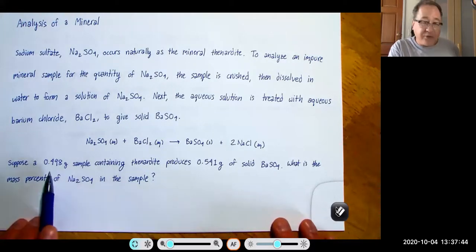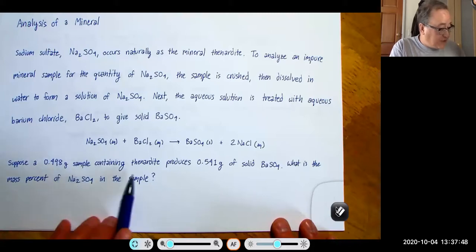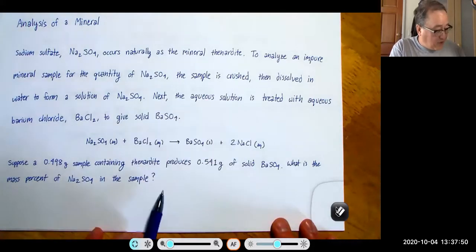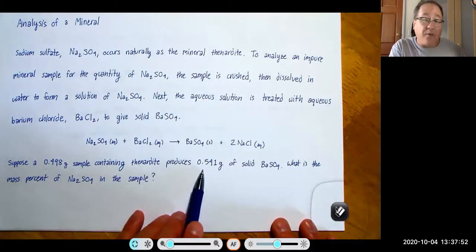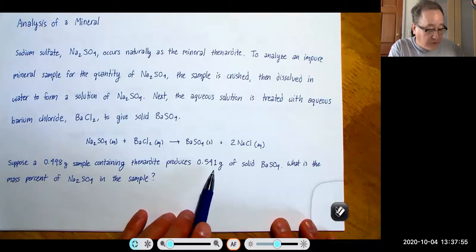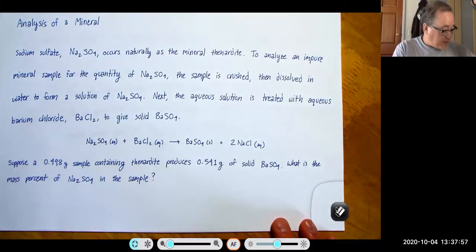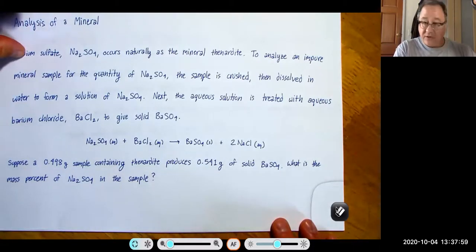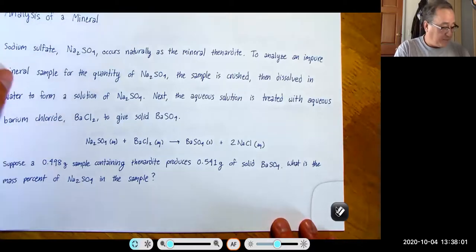So they're saying suppose a 0.498 gram sample of, oh, it's thenardite, not thehardite. Thenardite produces 0.541 grams of solid barium sulfate. What is the mass percent of sodium sulfate in the sample?